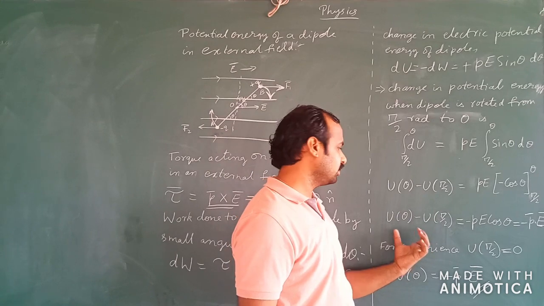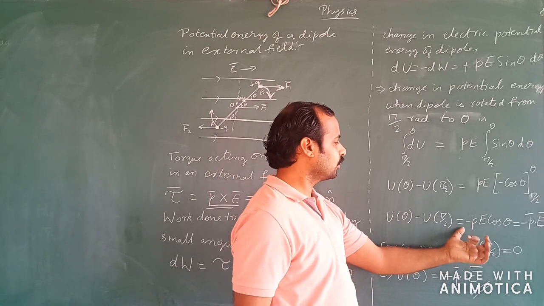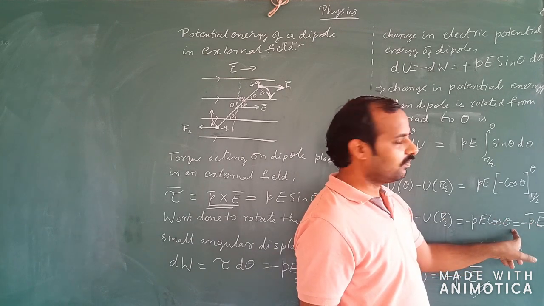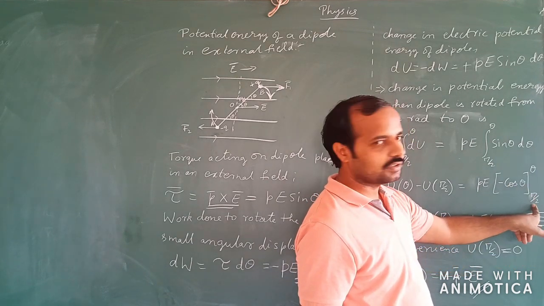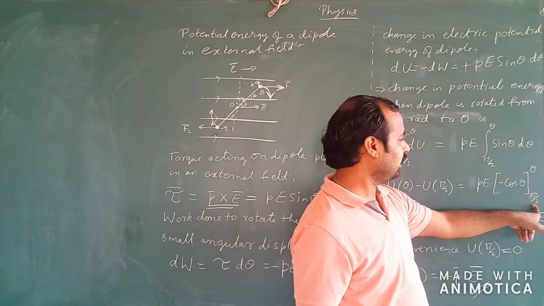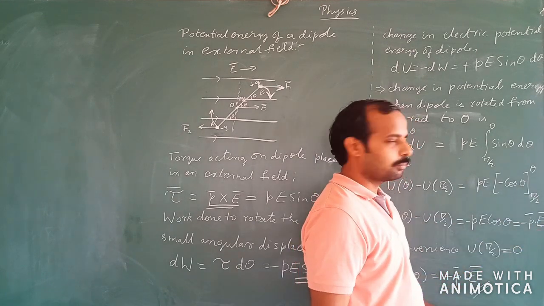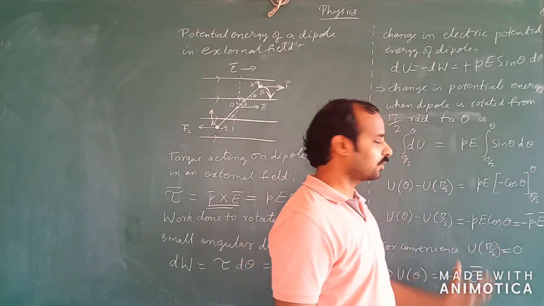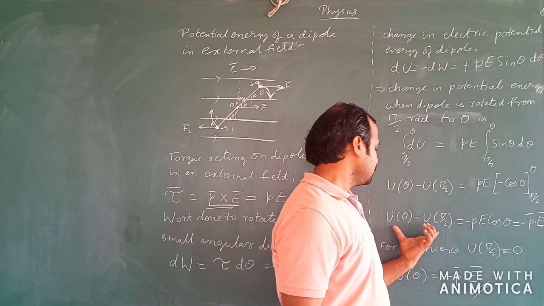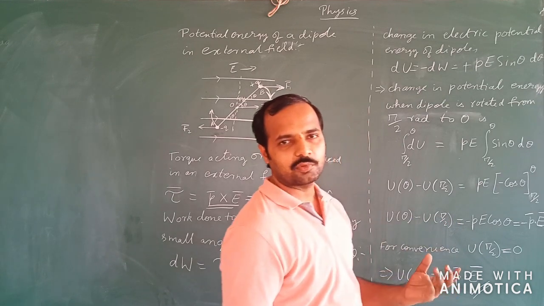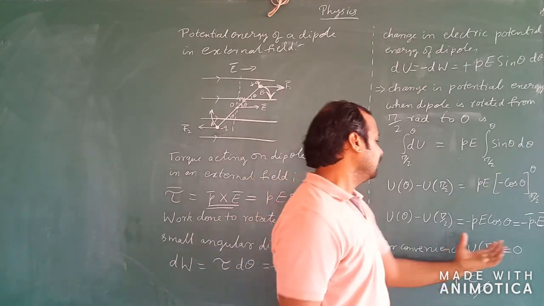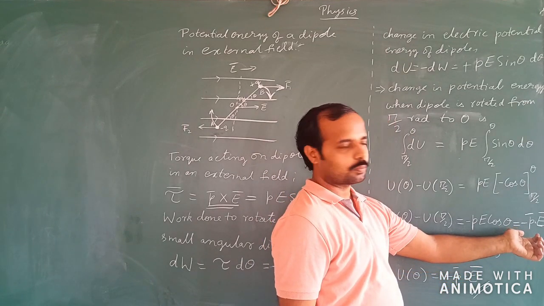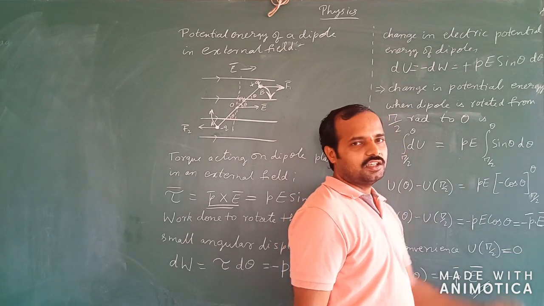So the same thing we are doing here, U of theta minus U of pi by 2 equals minus P into E cos theta, minus of minus is plus, and cos pi by 2 is obviously equal to 0, right? So I am not going to write that part. Instead I will write only the upper limit substituted. So I get the change in potential in rotating the dipole from pi by 2 radian to theta as minus P into E cos theta, or it can also be given as the dot product, that is minus p bar dot E bar.